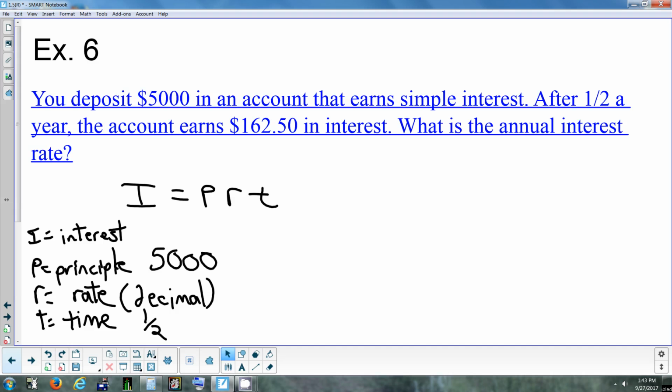All right. The account earns $162.50 in interest. So Connor, which one of those things is it going to be? We have the interest and we have the rate. Which one's it going to be? Interest, right? So it says it, right? So I'm going to put 162.50.